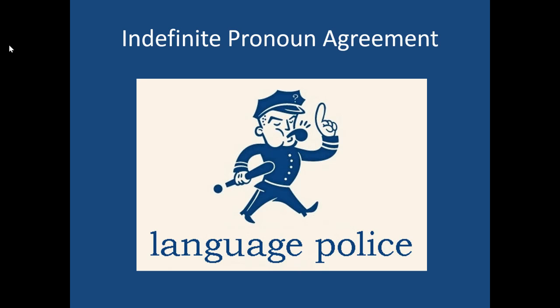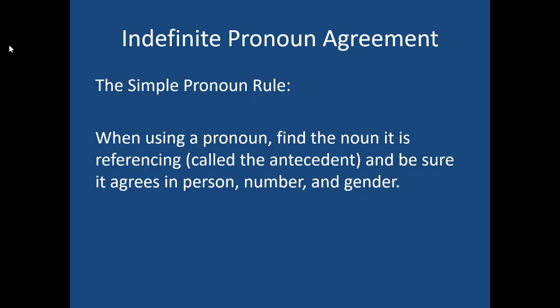Let's talk about indefinite pronoun agreement today. So, a simple pronoun rule that we have is that when using a pronoun, we need to find the noun it is referencing. We call this the antecedent. And we want to be sure that it agrees in person, number, and gender. So, the antecedent is the noun that it's referring to. This pronoun has to be referring to something in that sentence.